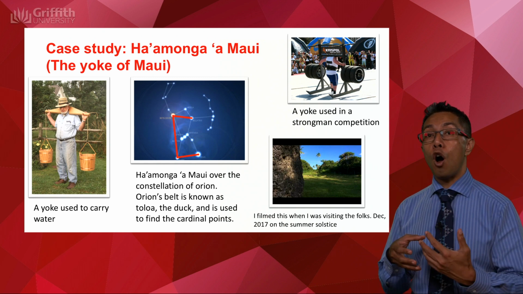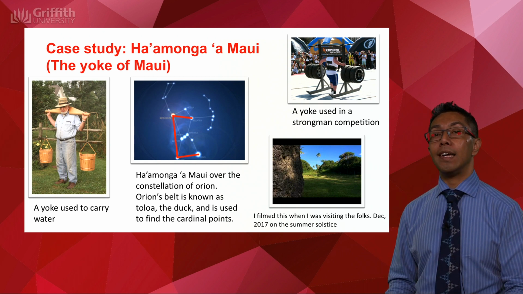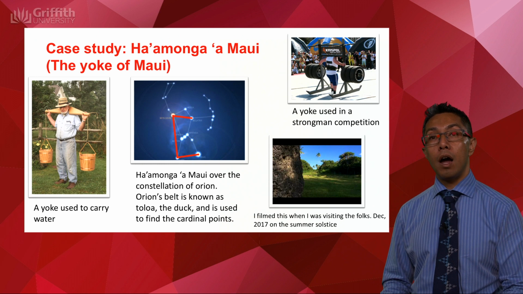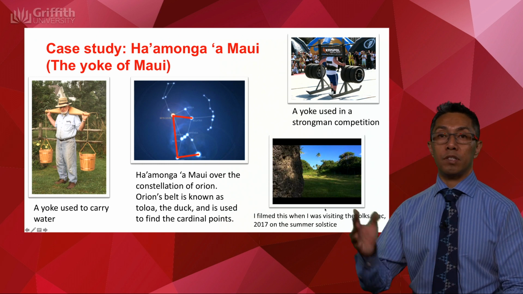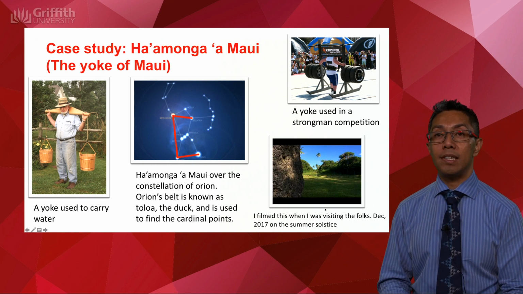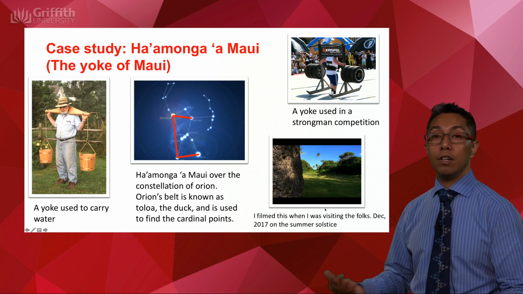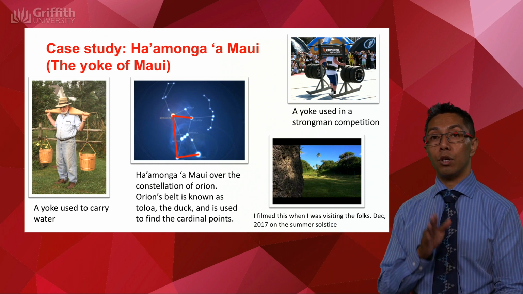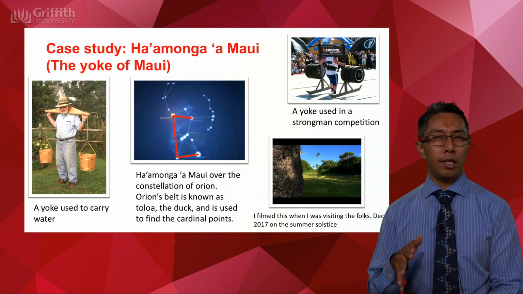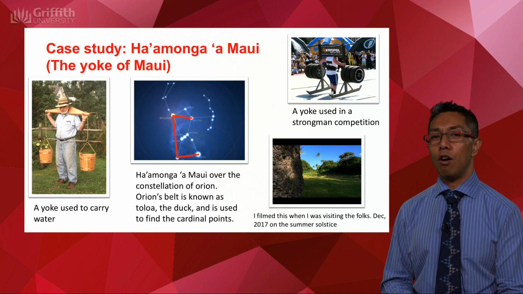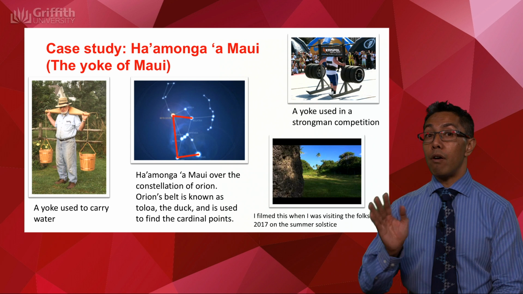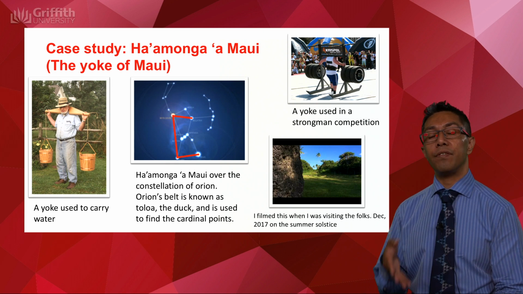So it was a way to orient yourself. Now in this video here, one Christmas holidays, I went home and visited mum and dad, and I actually drove out to the Ha'amonga Maui. Now, this was, I think, on the 21st or the 22nd of December, so right around the solstice, and I got there in the afternoon.